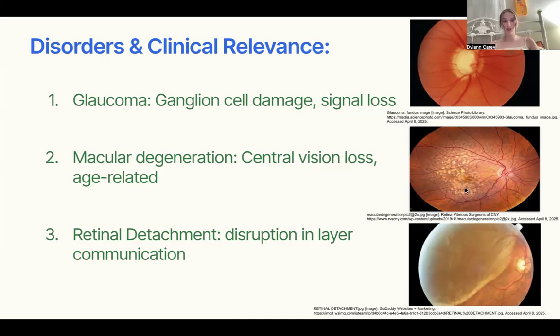The bottom right picture is a picture of retinal detachment in the retina. This is a disruption in layer communication. As you can see, there is a lift in this retina in the layers. These two, the middle picture and the bottom picture, are in the right eye, and the optic nerve in these pictures both look pretty good. In the retinal detachment, since that layer is disrupted, it gives a cloudy effect.